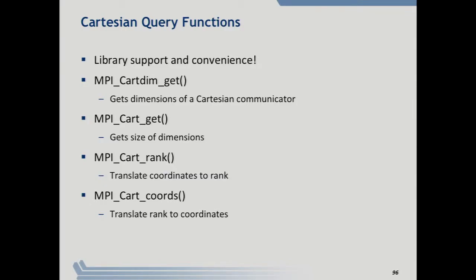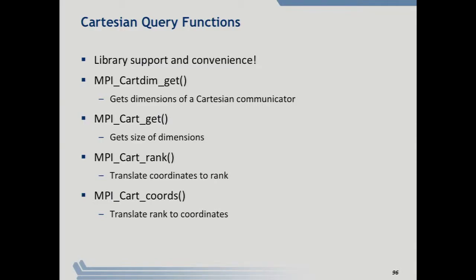Let's say you could be in a library and you don't know how many dimensions there were in the communicator because the user created the communicator. You didn't create it, so you don't know what the user did. So this just retrieves the information. What was the number of dimensions? Then you can get the actual size of the dimensions. So all the input that was used to create the Cartesian topology is returned by these functions.